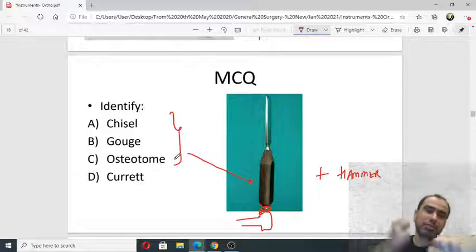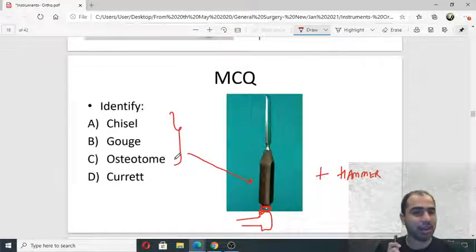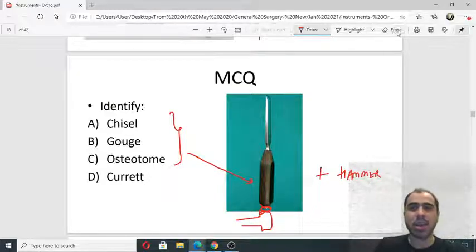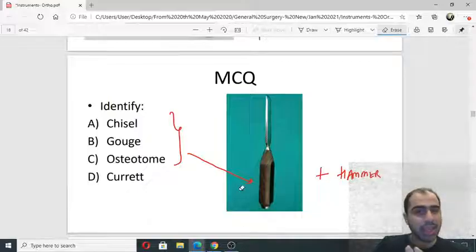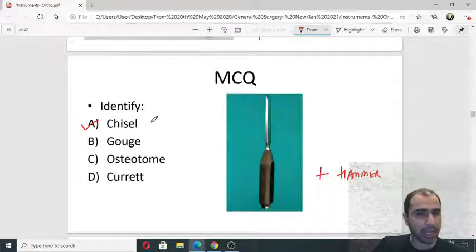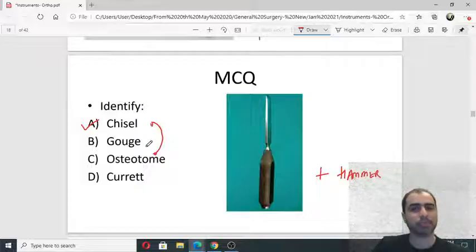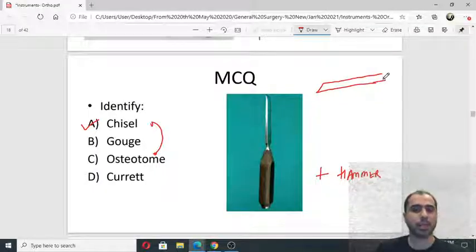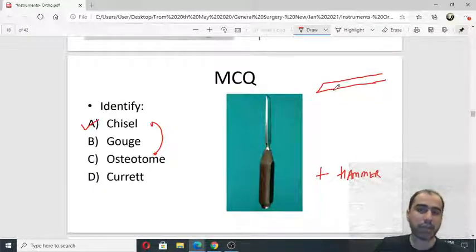Alright, so you strike with a hammer. I'm saying hammer, but is it really a hammer that we use or is it something else? We were going to discuss. Anyways, coming back, they have the same handle. How are they different? And what is this instrument? This instrument is a chisel. Chisel is correct. The doubt normally is always between chisel and osteotome. The tip of a chisel is like this. Okay, this is how the tip of a chisel is.